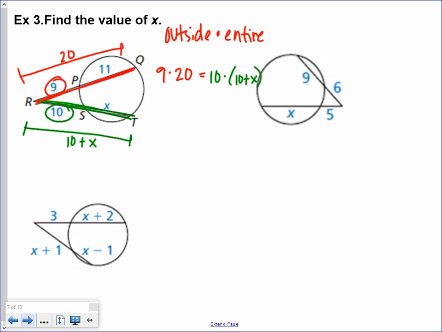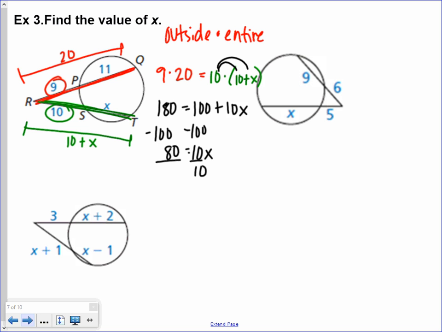Okay, on the left, we can do this problem in our head. 9 times 20. Think about 9 times 2, and then tack on a 0. What's 9 times 20? 180. Distribute the 10 through, we get 100 plus 10x minus 100. Again, I'm going through this stuff quickly because this algebra is piece of cake, hopefully. We're going to get to one that's a little bit harder. And then divide by 10, and we get x equals 8.